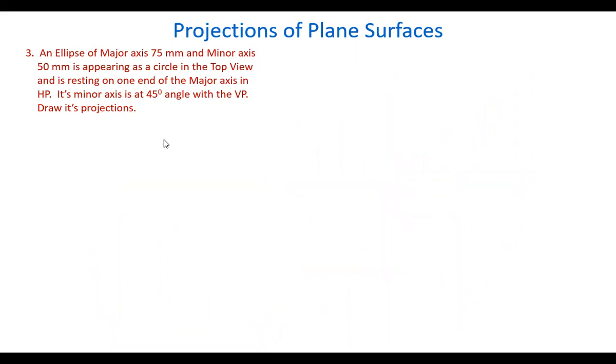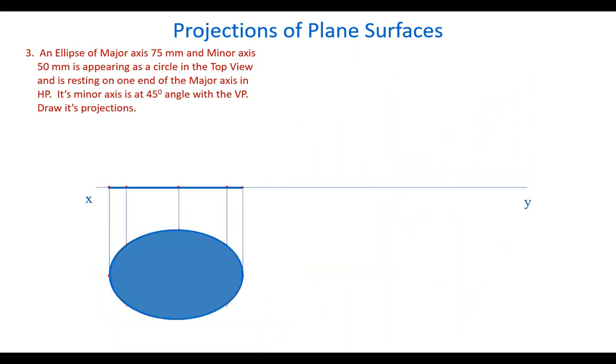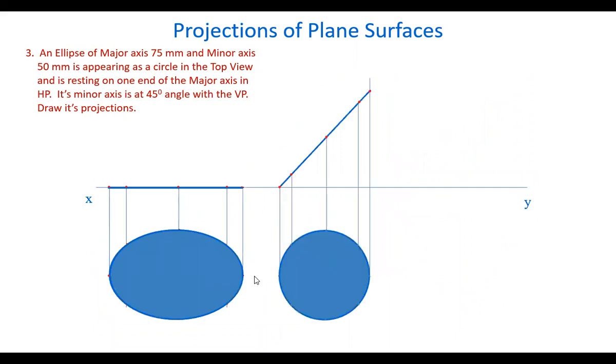So then only it's possible. So this is the ellipse here. This ellipse appearing like a square, a circle. It is an ellipse having a major axis and minor axis, appearing like a circle when its surface makes an angle with the HP. This angle is not given, and we need to find it out.